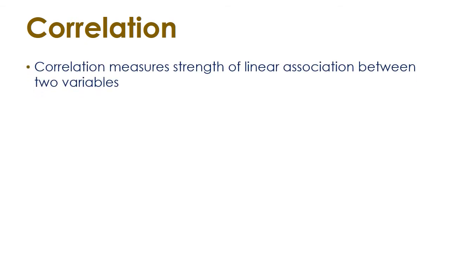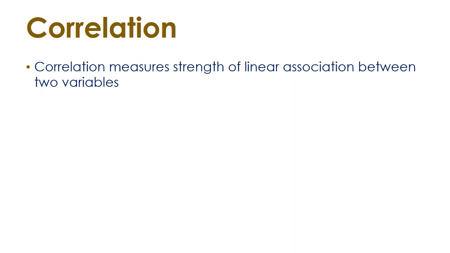Now, when we use covariance to measure the association between variables, we have a problem: covariance depends on the units of measure. If we have large values of x and large values of y, you may find our covariance figure is going to be large. Instead of that, we use the correlation coefficient. And correlation is simply a measure of the strength of linear association between two variables.